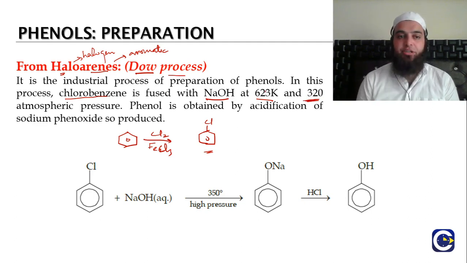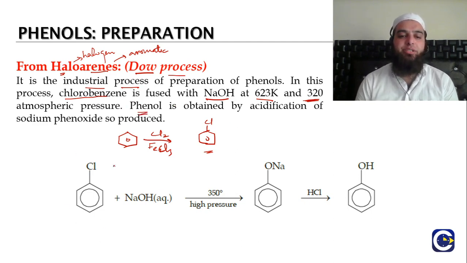So we have extreme conditions, and this is an industrial process. The Dow process is an industrial process by which we can prepare phenols on a very large scale. In the first step of the reaction, we get sodium phenoxide as a product, which on acidification gives us the phenol. So this is the general reaction.